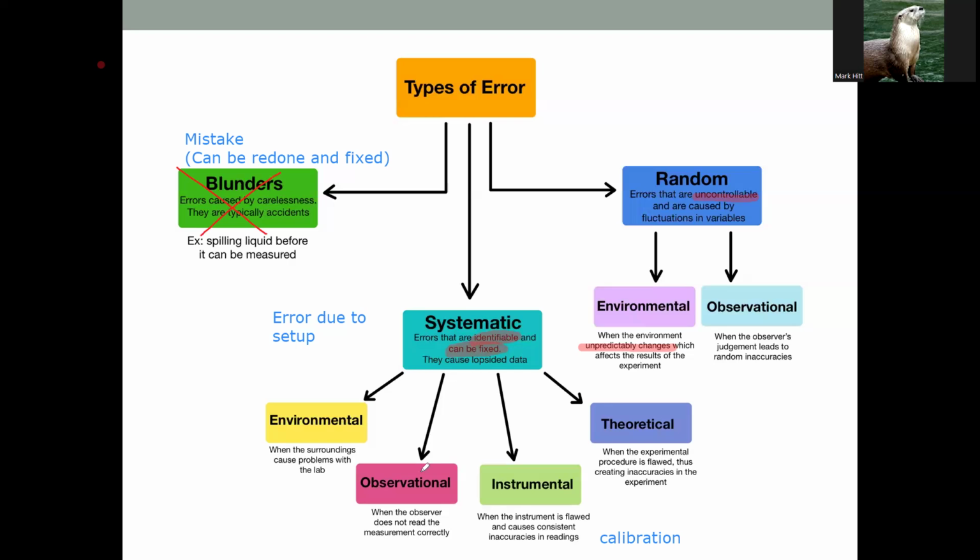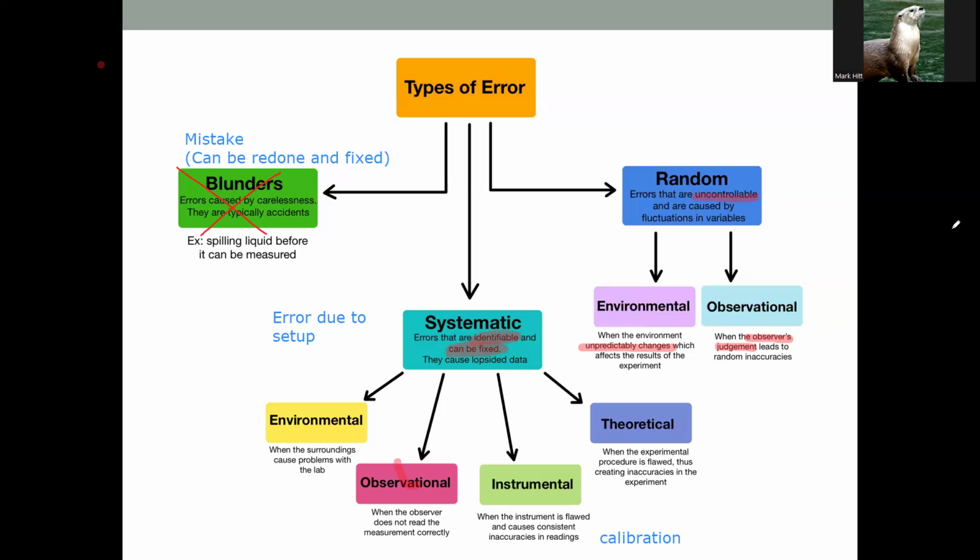You're using a tool wrong for a systematic observational error. But for a random observational error, it's actually your judgment. So when the user's judgment leads to random inaccuracies. So the idea, essentially, maybe if you want to know if Gatorade causes athletes to perform better, you have it in your head already that you think Gatorade is going to cause people to perform better athletically. So you pull data that favors that outcome.